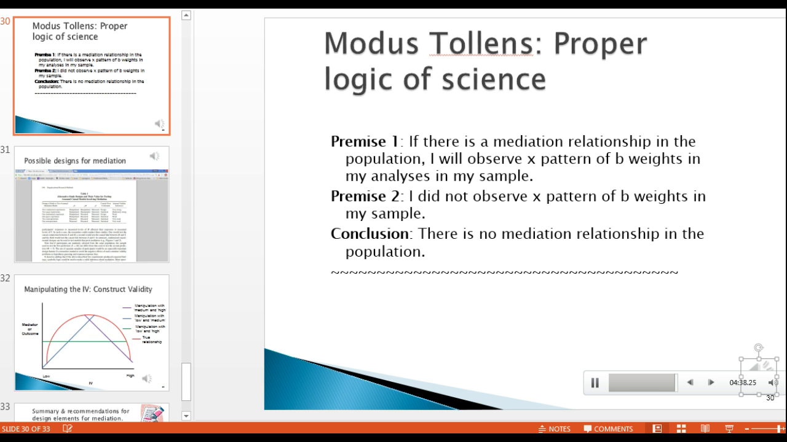There are different facets to this, so just keep thinking about the logic of science versus affirming the consequent. Think about what we can versus what we cannot say about the results of our study.